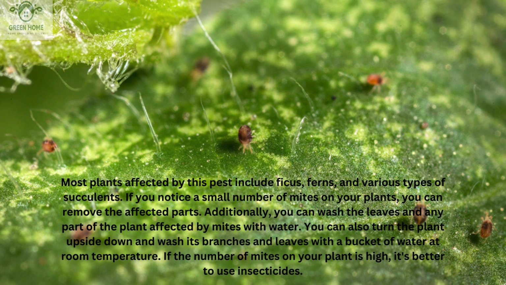Most plants affected by this pest include ficus, ferns, and various types of succulents. If you notice a small number of mites on your plants, you can remove the affected parts. Additionally, you can wash the leaves and any part of the plant affected by mites with water. You can also turn the plant upside down and wash its branches and leaves with a bucket of water at room temperature. If the number of mites on your plant is high, it's better to use insecticides.